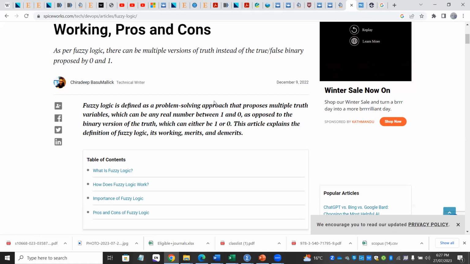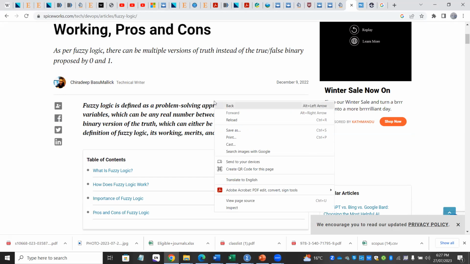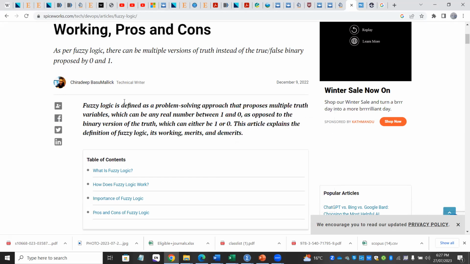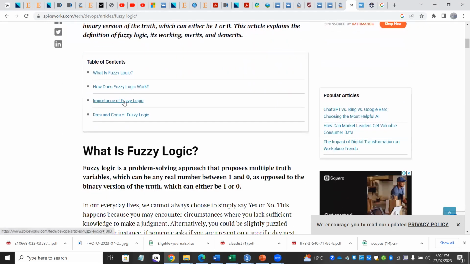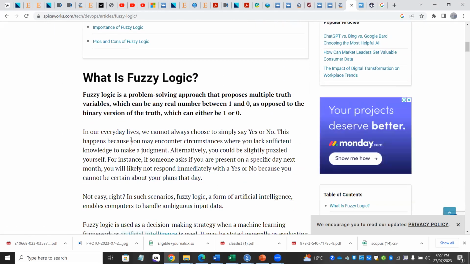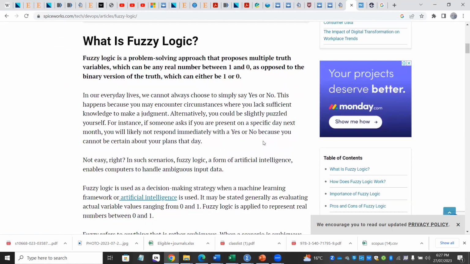But when Lotfi Zadeh came in, he said that no, I think we need to capture a situation where somebody is not so sure about the answer they are giving. So that brought this whole idea of fuzzy synthetic. In our everyday lives, we cannot always choose to simply say yes or no. It's not all situations which are yes or no. This happens because you may encounter circumstances where you lack sufficient knowledge to make a judgment. And that's true.